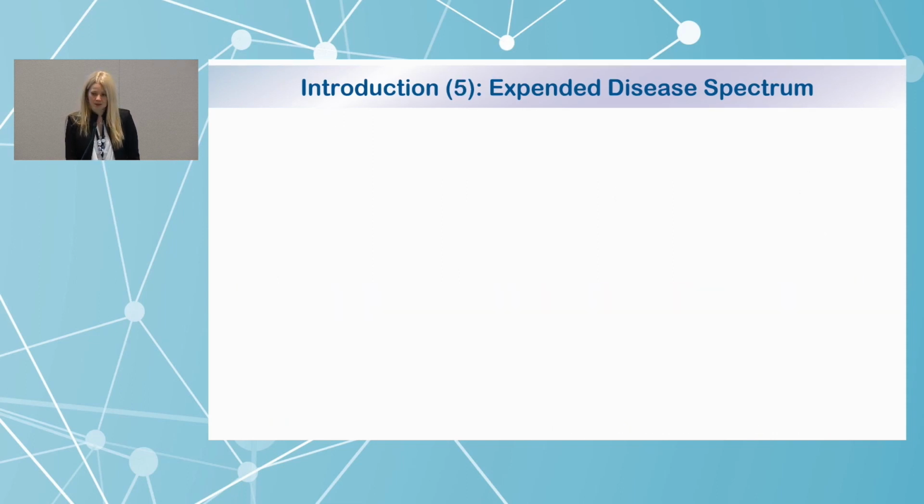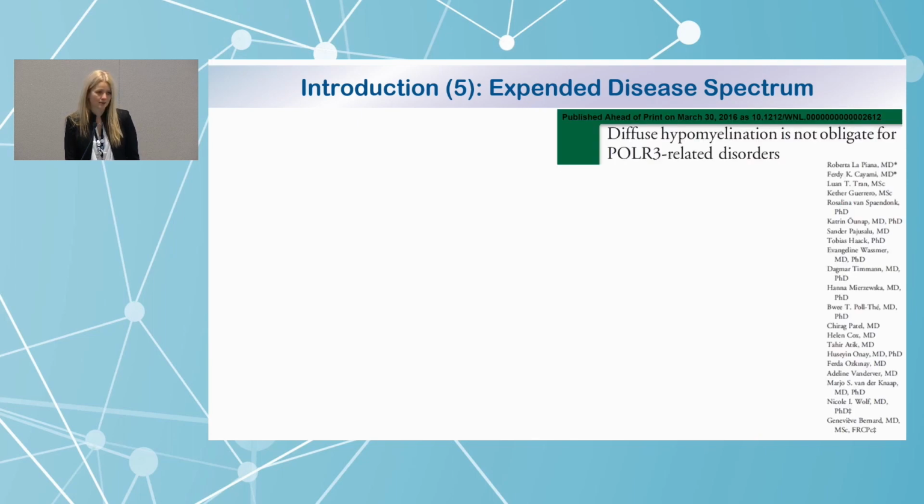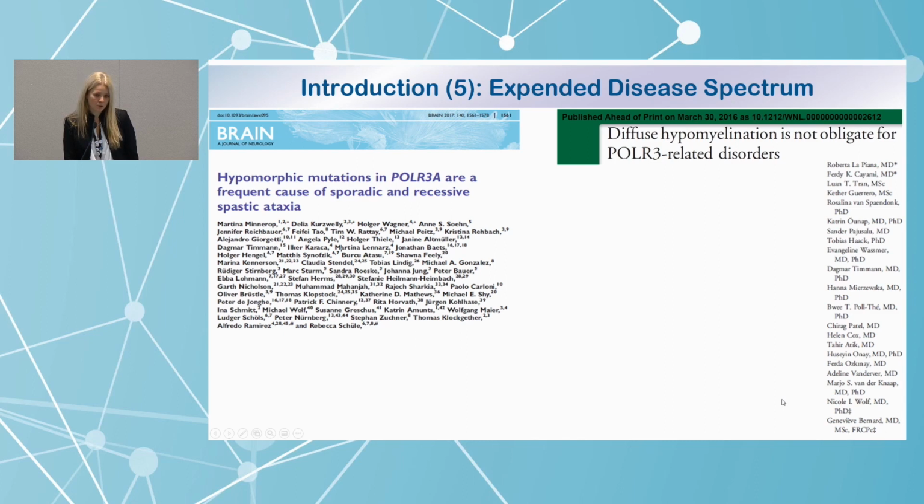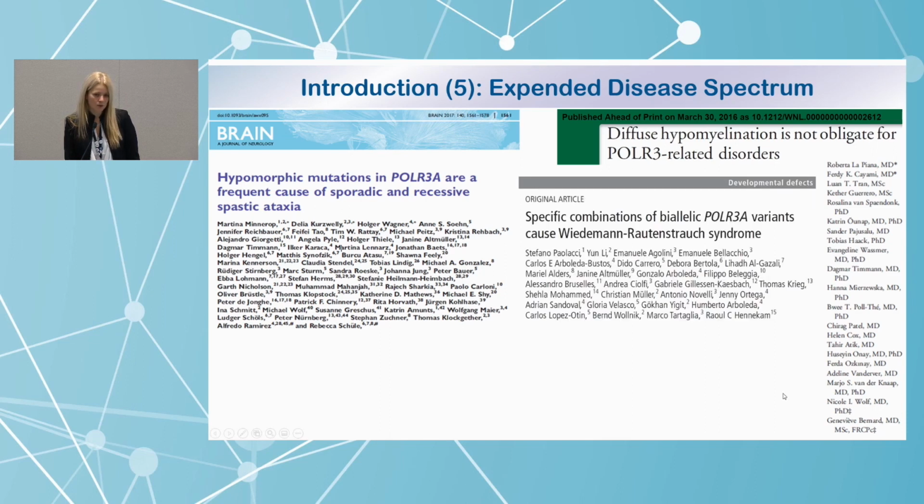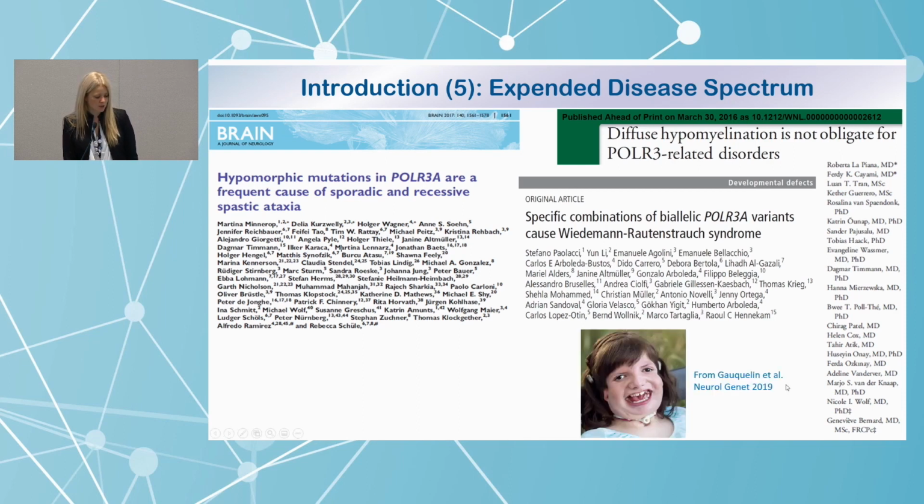But then the disease spectrum expanded even further when we realized that hypomyelination was not obligate for 4-H. That's where the POLR3-related disorder name started to be more used. We also realized that you can have ataxia with specific mutations in POLR3A. You can also have a hereditary spastic paraparesis type phenotype. And some patients have a progeroid syndrome with specific POLR3A mutations.